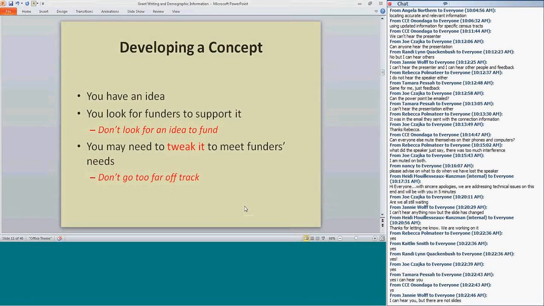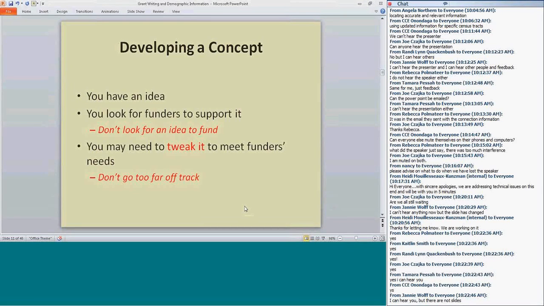In defining a concept, when I'm thinking about grant writing and working with funding, I really think it's important to have your concept first. A lot of times I think we are having to go out and say, I need funding, here's a grant opportunity, how do I take advantage of it? It's much better to have that concept, have it as you're starting to move forward, and go and look for some funders to support it.